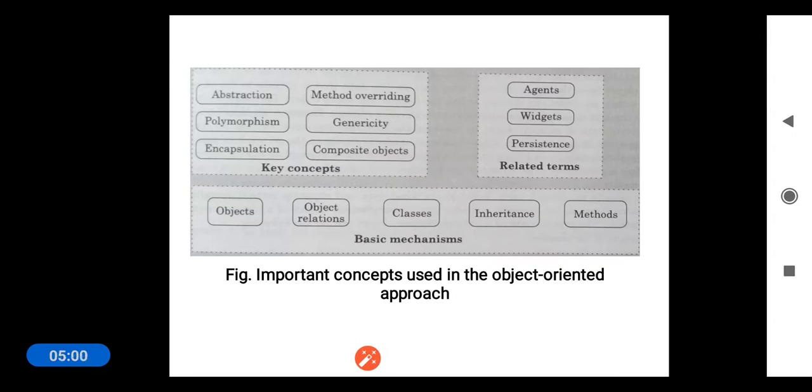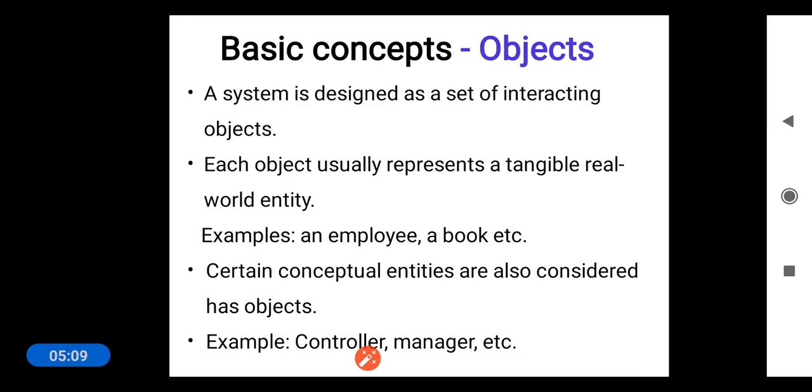Okay. Now let us begin with the basic mechanisms related to the object oriented concepts. So first we need to discuss the object. Okay. What is an object? It's obviously a real world entity, or it can be any conceptual entity. An object can be any real world entity or conceptual entity. It may be an employee or a book. These are examples of real world entities. It can be any controller or manager, which is a kind of conceptual entity. Okay.